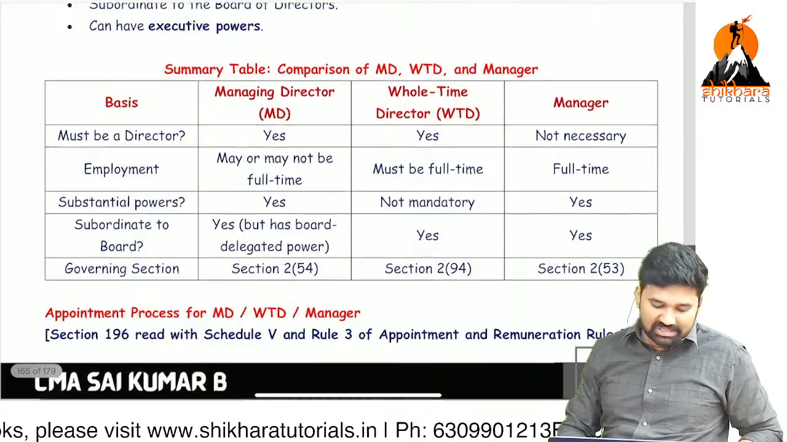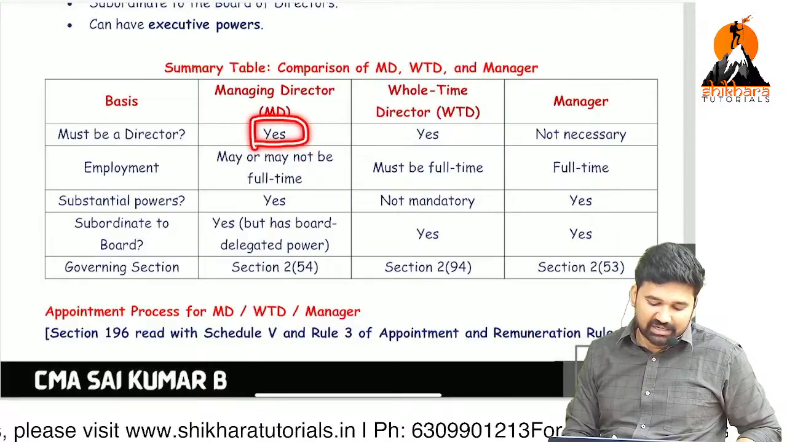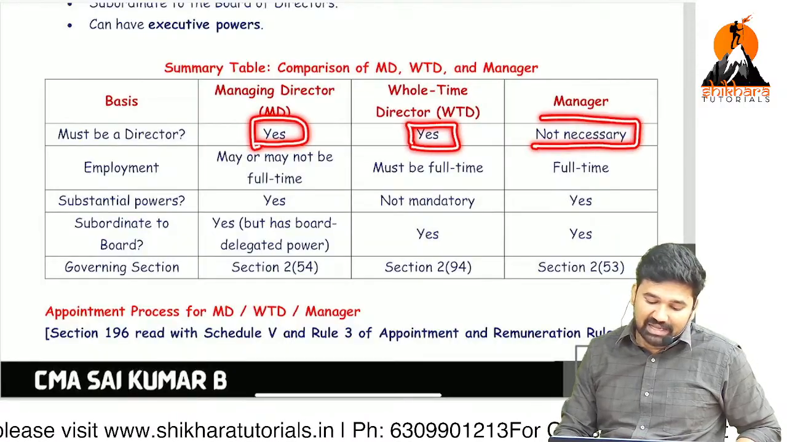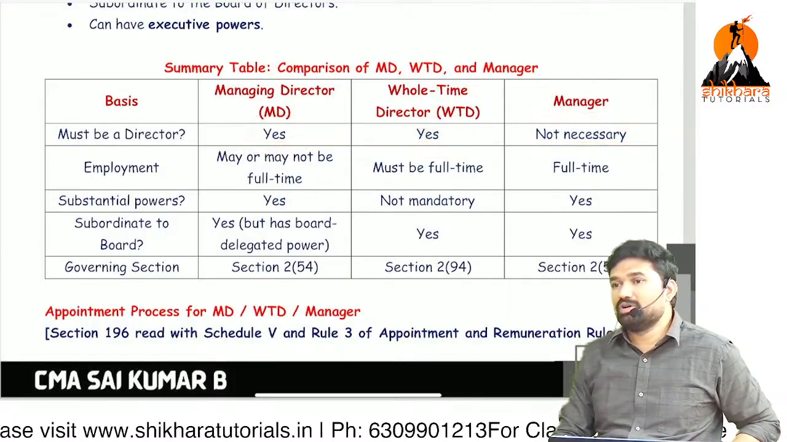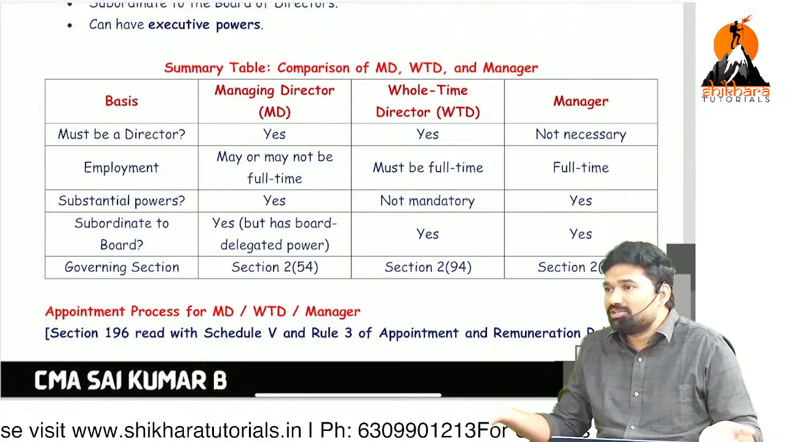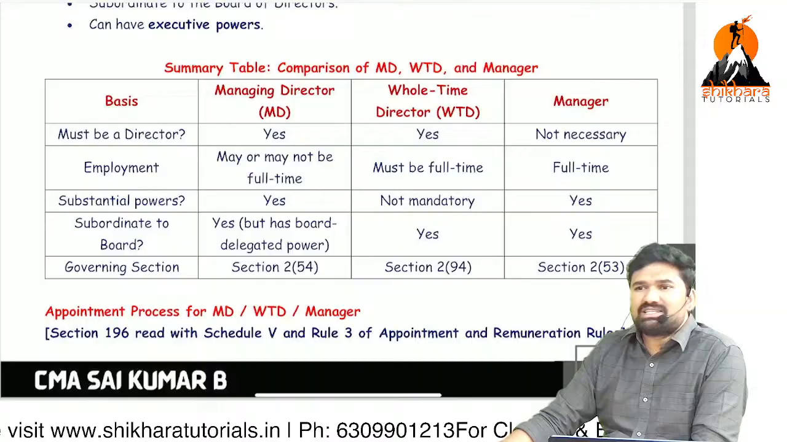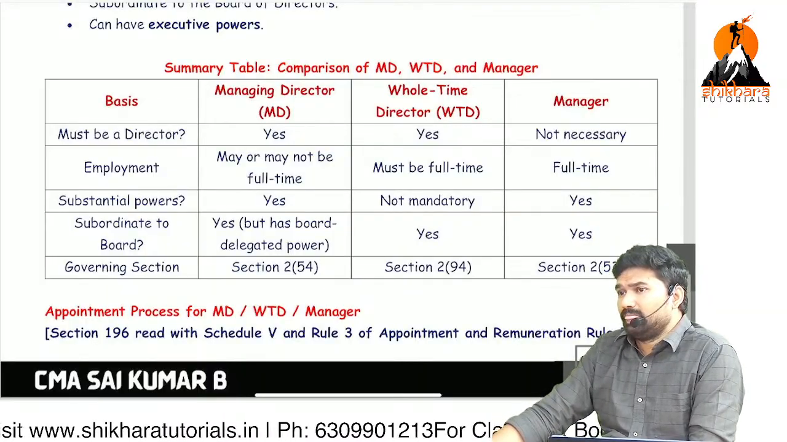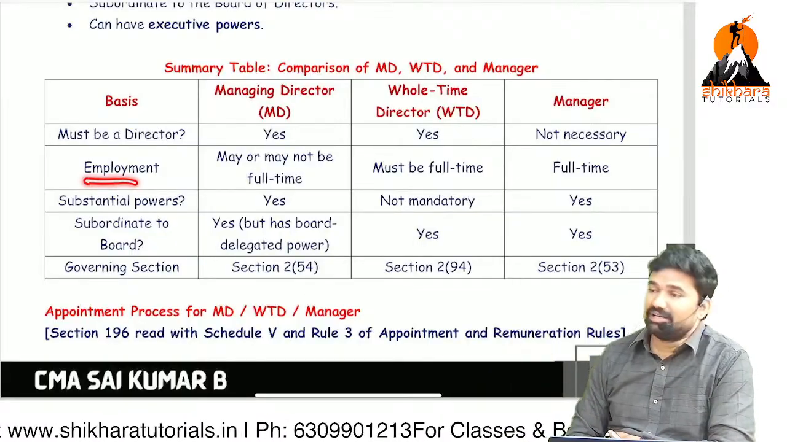Okay, so listen carefully. First of all, the managing director must be a director. WTD is also a director, but a manager is not necessarily a director. Why? Because a manager may be an employee also. Manager may be an employee, not necessarily a director. This is difference number 1. And difference number 2, employment terms.